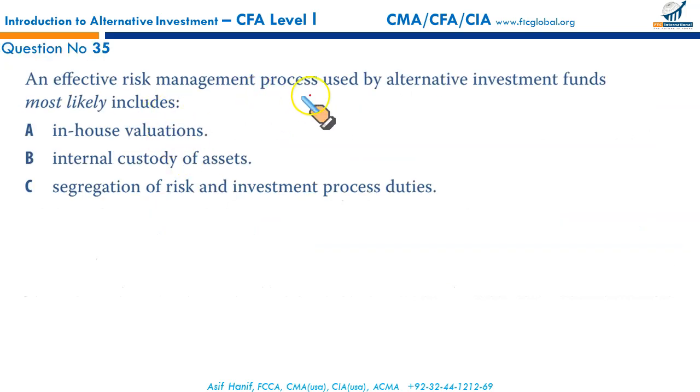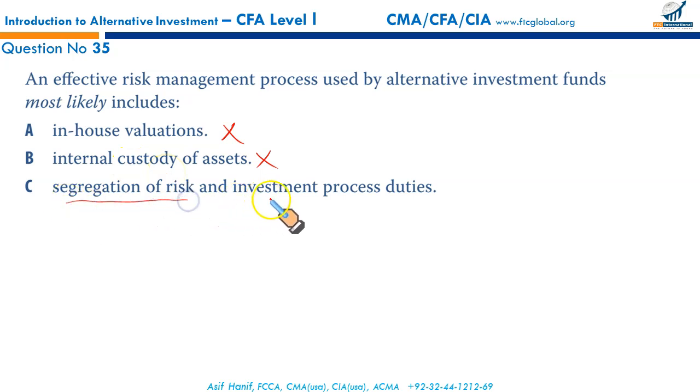An effective risk management process used by alternative investment funds most likely include in-house valuation. Incorrect. Independent valuations of the underlying position should be performed, not in-house. Internal custody of assets, this is incorrect as well, because just like the above independent valuations, we recommend third-party custody of assets. This can help reduce the chance of fraud. So that means not A and B, then it has to be C.